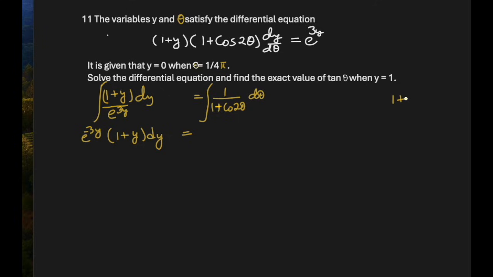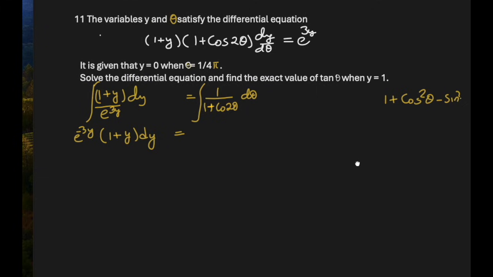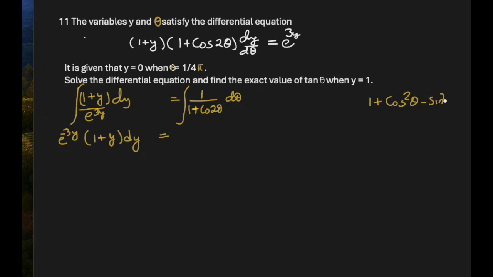So 1 plus cos 2 theta can be written as cos square theta minus sine square theta. Alright, now 1 minus sine square theta is what? Cos square theta again. So it becomes cos square theta plus cos square theta, which is 2 cos square theta. This is what I will write here, 1 over 2 cos square theta d theta.